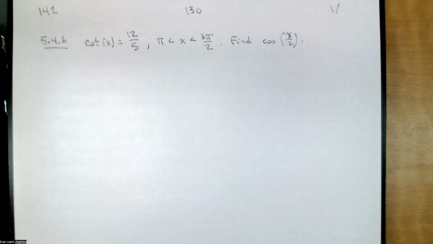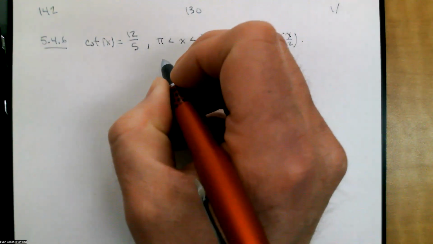Here's a question that we have. It looks like we're going to be using some half angle identities. We're given that cotangent of x is 12 over 5, and we're also told that x is between pi and 3 pi over 2. So here we're being told that x is in quadrant 3. So that's what this piece of information is telling us. X is in quadrant 3.